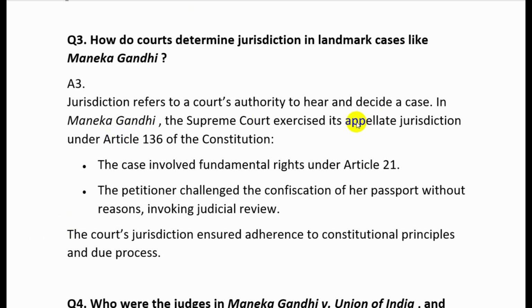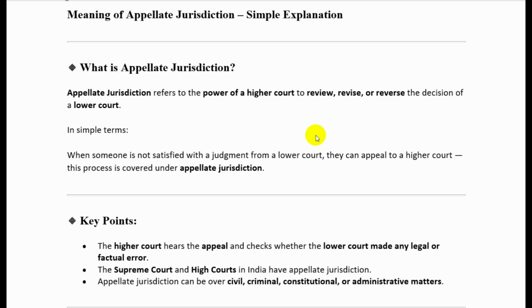We should also learn about appellate jurisdiction, what it means under Article 136 of the Constitution. Next, what we have to understand is what is appellate jurisdiction. Appellate jurisdiction refers to the power of a higher court to review, revise, or reverse the decision of a lower court, which means when someone is not satisfied with a judgment from a lower court, they can appeal to a higher court. This process is known as appellate jurisdiction.